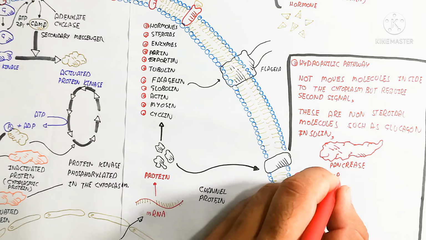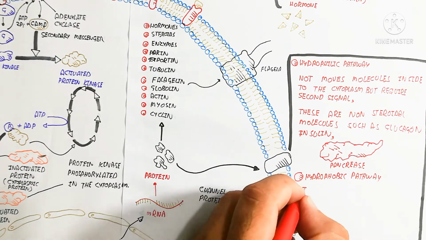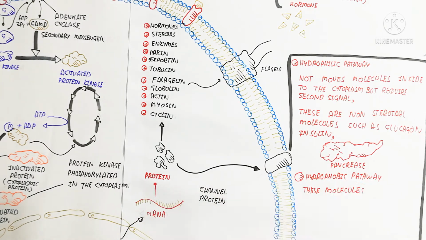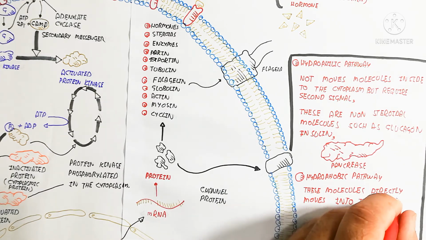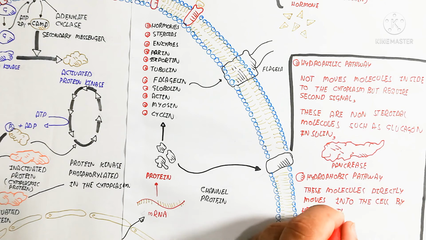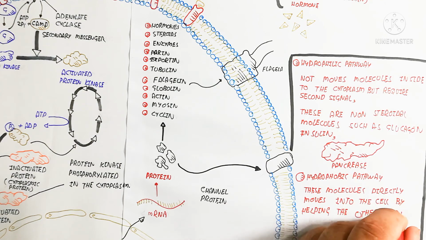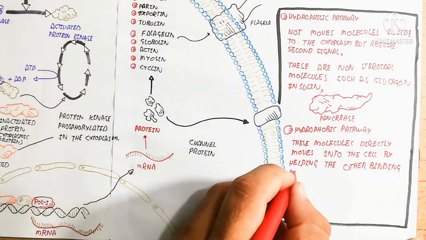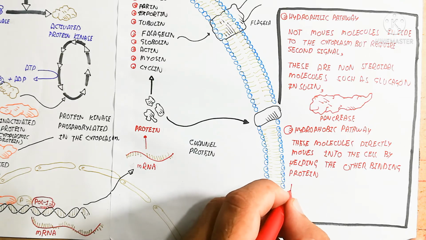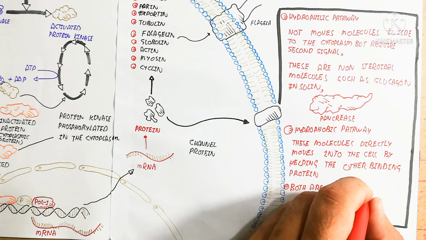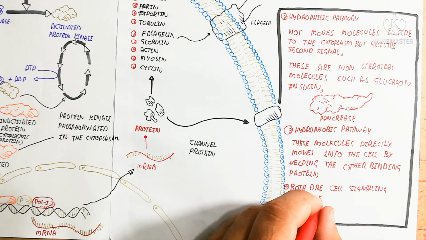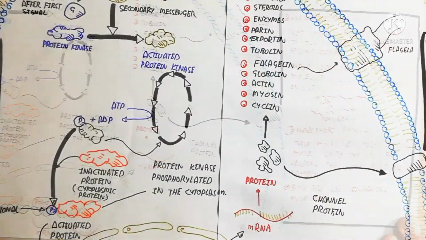While on the other hand, the important thing is that the hydrophobic pathway does not require the second messenger and moves directly inside of the cell into the cytoplasm. So these molecules move directly into the cell with the help of carrier protein and other binding protein. So both are similar in being signaling molecules. Both are cell signaling molecules.